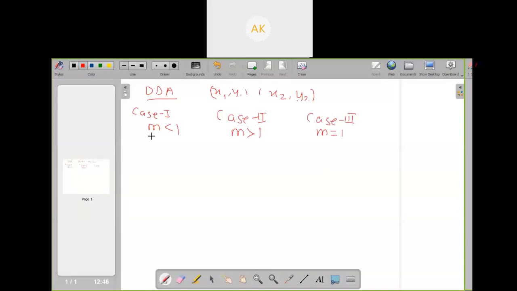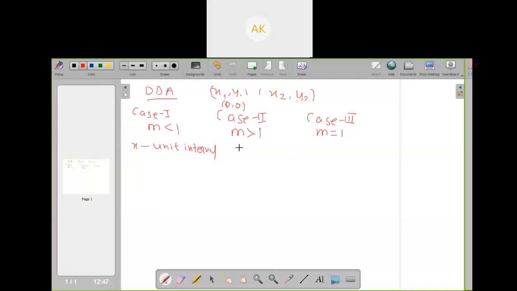When m is less than 1, x moves in unit interval. Unit interval means you are moving x along the x axis with unit steps. If your starting point is 0, 0, then x moves 0, 1, 2, 3, 4, 5 and so on, in unit intervals, and correspondingly you find the value of y.